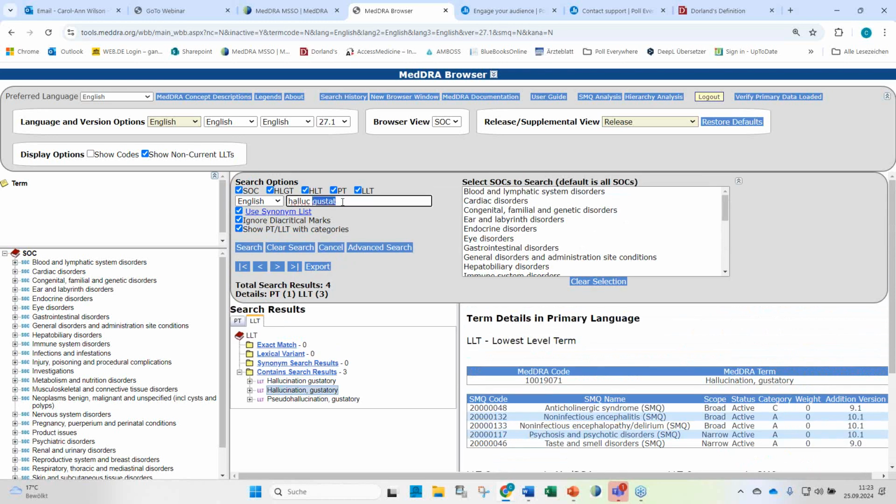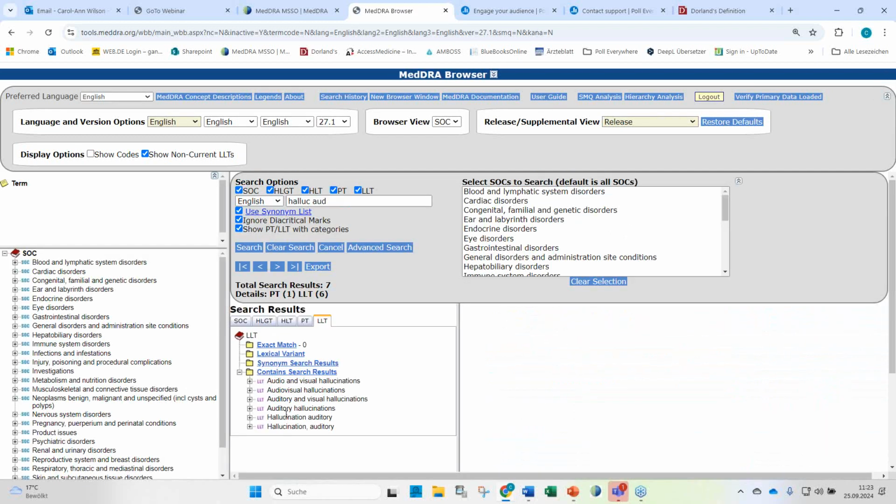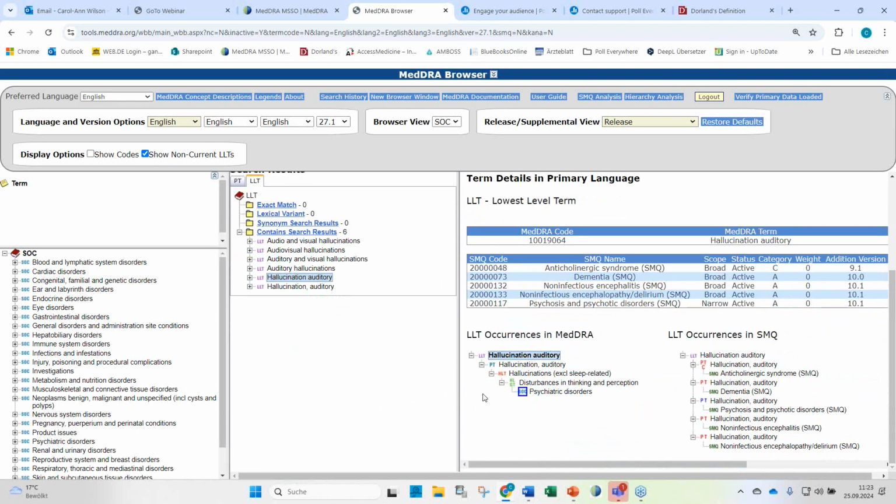Here, let me show you where to find it, of course also under hallucinations, here under psychiatric disorders. So hallucination auditory would be completely wrong, because our patient is definitely hearing music, perceives a real auditory stimulus. So this would be wrong.